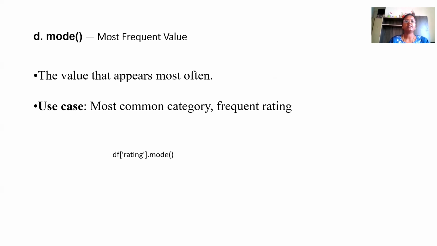The next aggregate function is the mode aggregate function. Mode is nothing but finding the most frequent value of the data set. The value that appears most often is called the mode value. We want to find the mode value for cases such as the most common category or frequent rating. For example, the syntax is df of rating column dot mode. So we are applying the mode function on the rating column of your data frame.